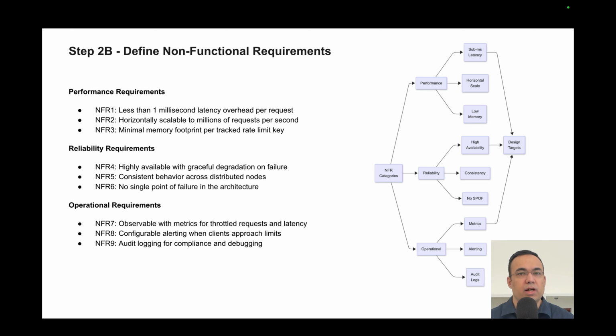NFR9 states that we should have audit logging for compliance and debugging. We need to be able to trace why a specific request was throttled. The key insight here is that non-functional requirements often drive architectural decisions more than the functional requirements. Latency requirements might force us to use in-memory storage. Scalability requirements might force us to use a distributed architecture.